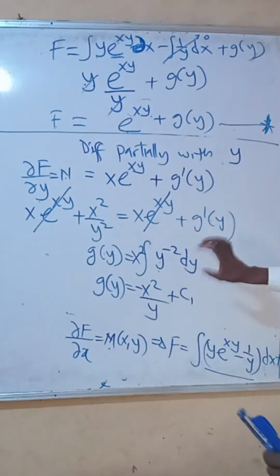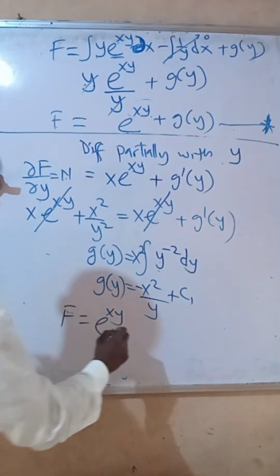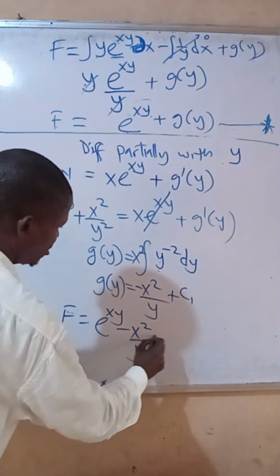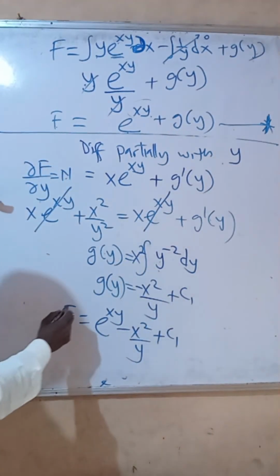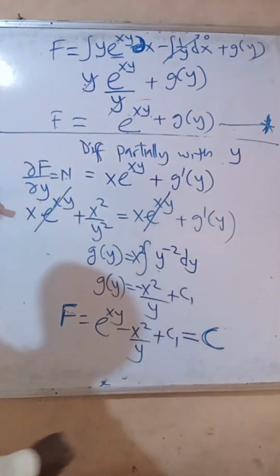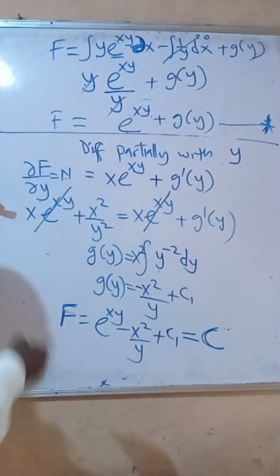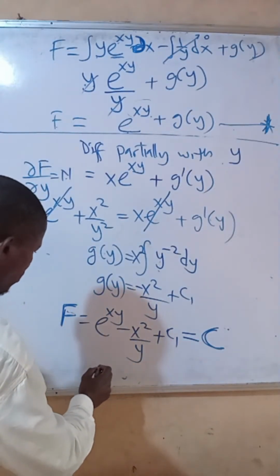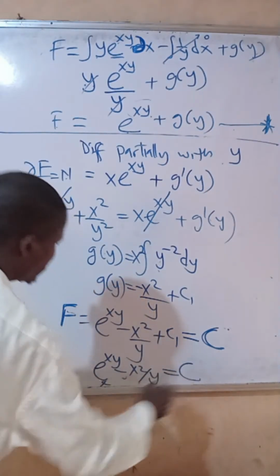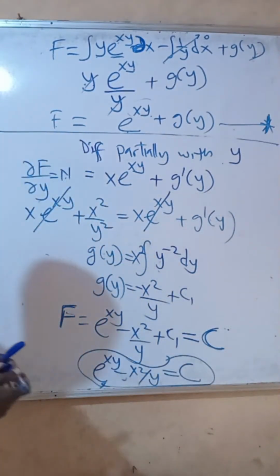Put the g of y into that place. E to power xy. My g of y is minus x squared over y plus c1. And don't forget, this f, which is the general solution, is equal to c, the capital C. So you can move this one to the other side. So constant, whether you add it or you subtract it, will still give you your c. So the final conclusion is e to power xy minus x squared over y equals c. And that is the end of that solution.